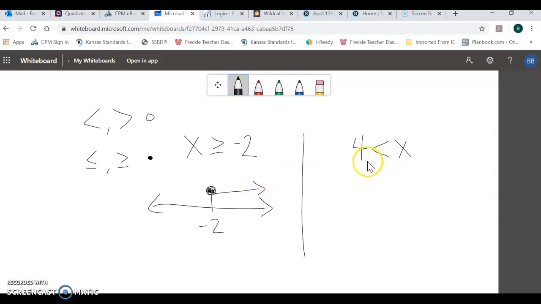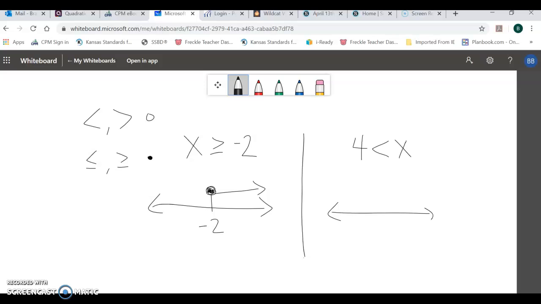Let's try this one. We have 4 is less than x. X is greater than 4. And you can look at this the same way that you look at this. The mouth is open towards x here, and the mouth is open towards x here. So when the mouth is open towards x, that means it's a greater than situation. So when you're making this number line, you already know it's a 4, and it's to the right, and then you just have to worry about what kind of dot.